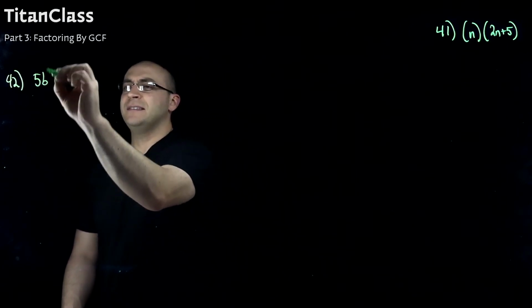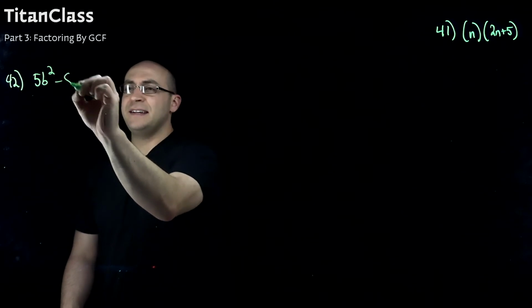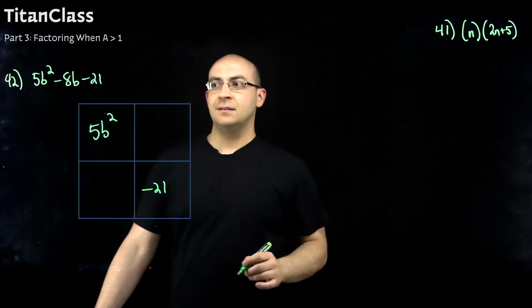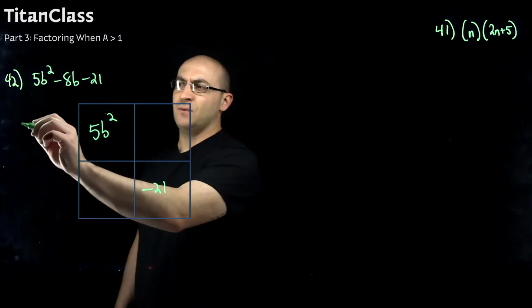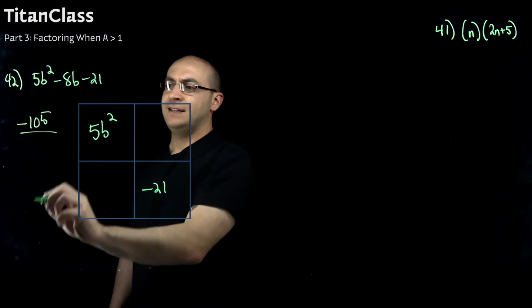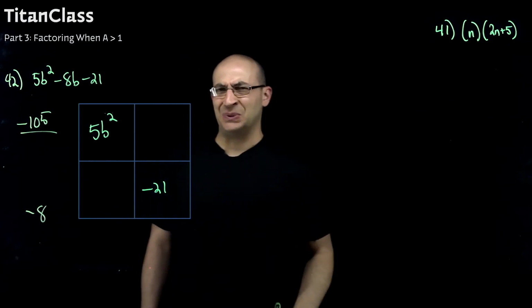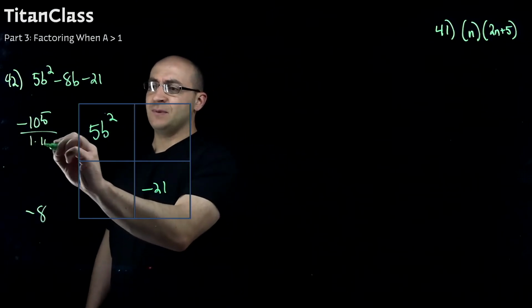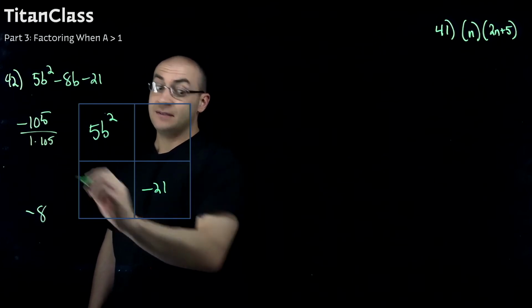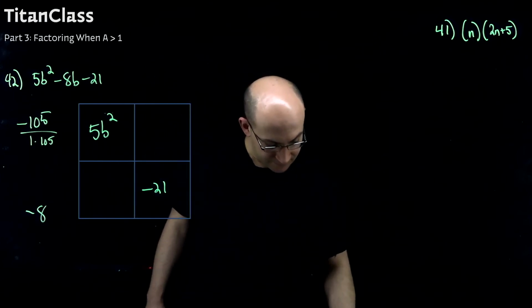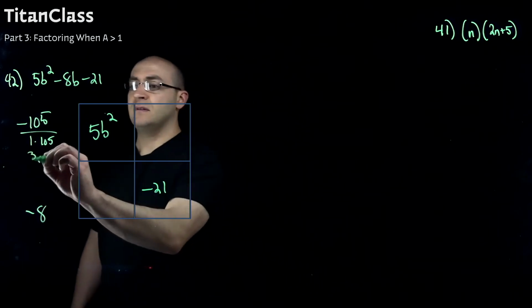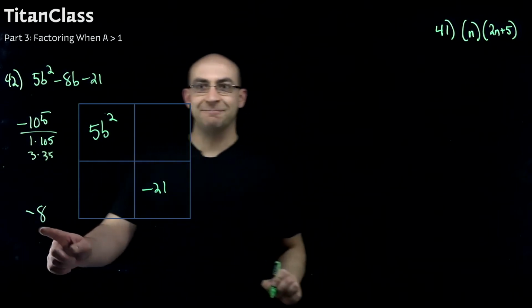5b squared minus 8b minus 21. 5 times negative 21 is negative 105. For negative 8, ooh, that's a bad one. All right, let's do it. 1 times 105, 2 doesn't fit. Does 3 fit? 105 divided by 3 is 35. Nowhere near. All right, we have to keep going.